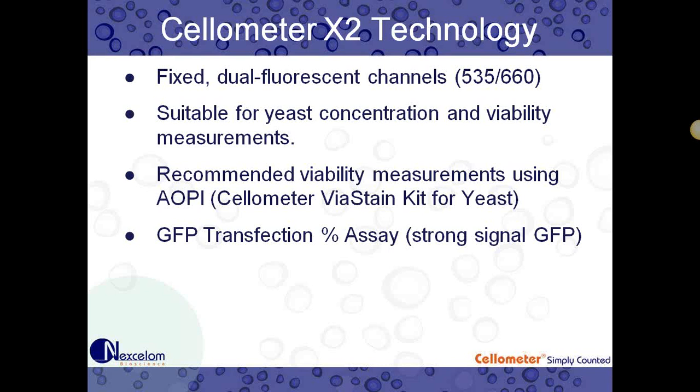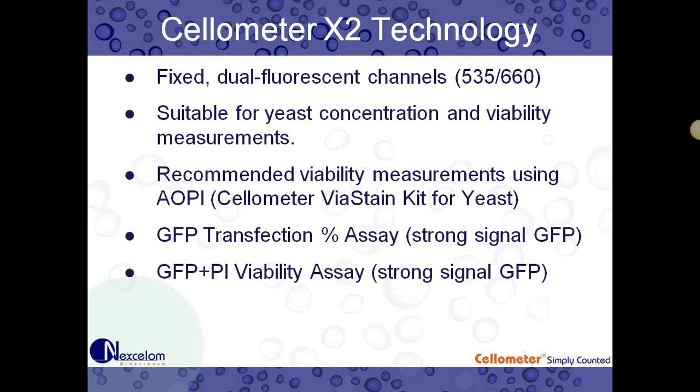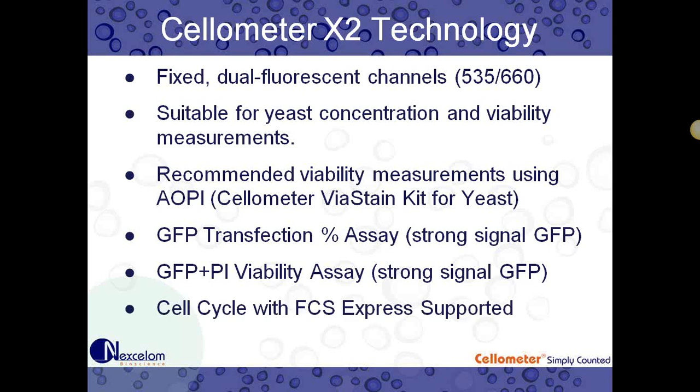Other assays that are available on the X2 are a GFP transfection assay. I've worked with a few users in the past who have yeast transfected with GFP. And you see there in parentheses, strong signal GFP. The X2 is not designed for detecting weak GFP signals. Going along the same lines, we can do a GFP PI, which gives you viability, so you can get the percentage of GFP positive cells as well as the viability by staining with PI. And again, strong signal GFP is required.